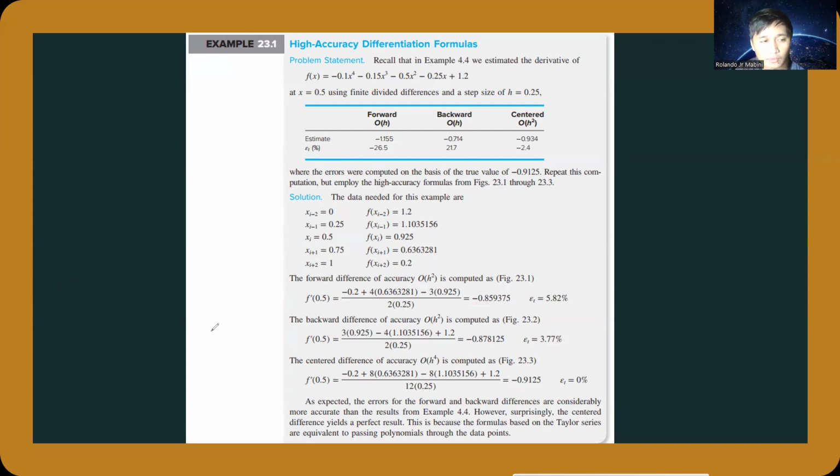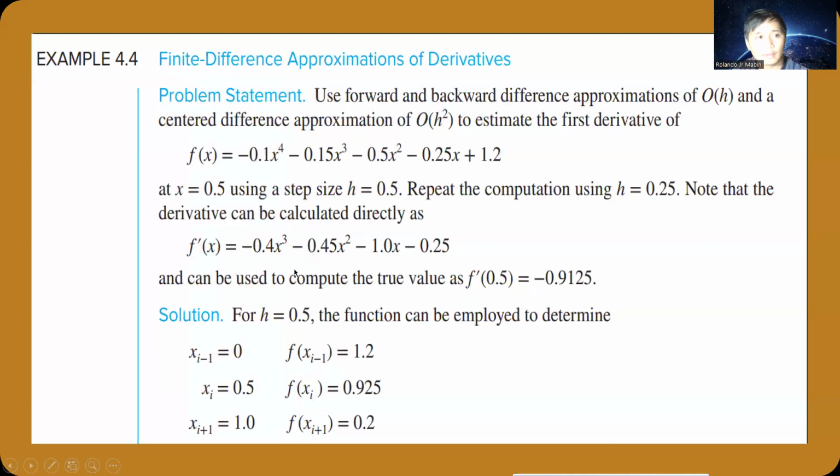I just want to show it and give background on what these terms are. Next, I also copied the original problem that was quoted in examples 23.2 and 23.1. This original problem was solved by the finite difference approximation of derivatives. This is still in chapter 4, under the topic of the midterm.